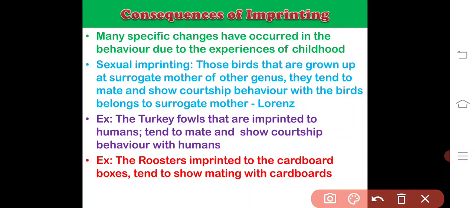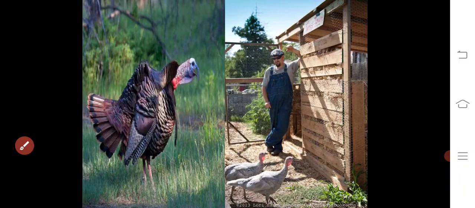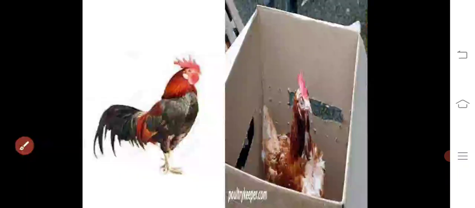For example, turkey fowls that are imprinted to humans tend to mate and show courtship behavior with human beings. And the second example is roosters imprinted to cardboard boxes. They tend to show mating and courtship behavior with the cardboards only. So the consequences are different due to the imprinting which takes place in the early childhood stage. So this is the turkey fowl and the human being, and the second one is the roosters and the cardboard boxes.